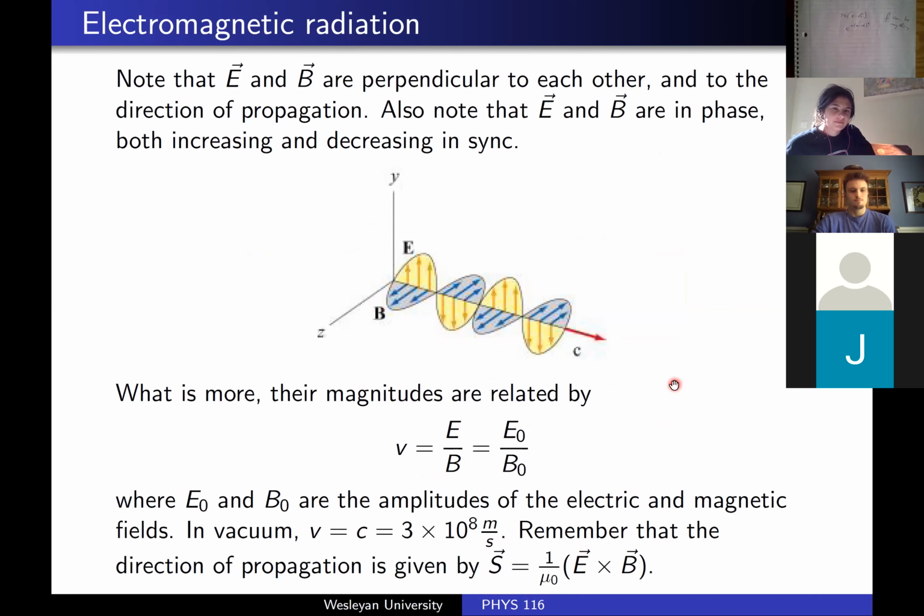And surprisingly, the units work out. So we know that electric field is measured in either newtons per coulomb or volts per meter. So you take that and divide it by Teslas, and surprise, you actually can show that it works out as meters per second.